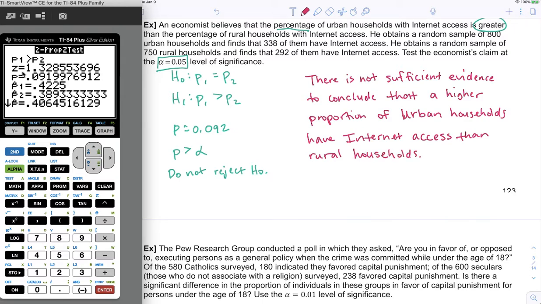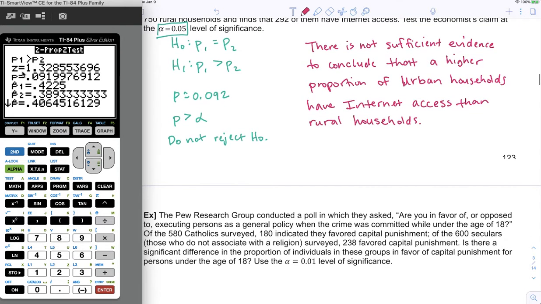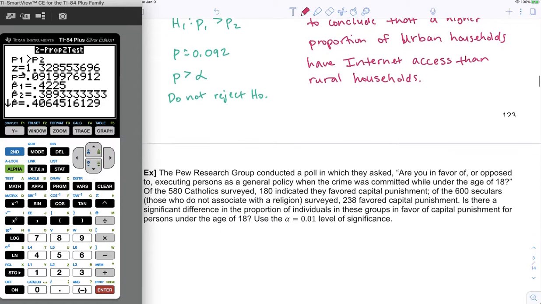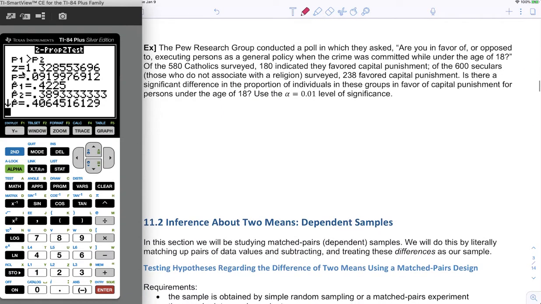Okay, so let's go ahead and try one more example. Hopefully you're seeing kind of the pattern of what we're doing, looking for those keywords. The Pew Research Group conducted a poll in which they asked, are you in favor of or opposed to executing persons as a general policy when the crime was committed while under the age of 18? Okay, I'm assuming the crime they're talking about is murder, but we don't have more information than that.